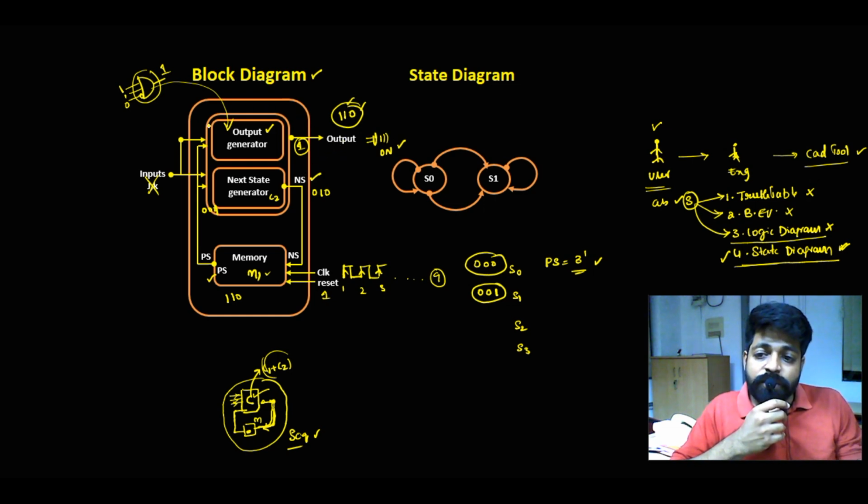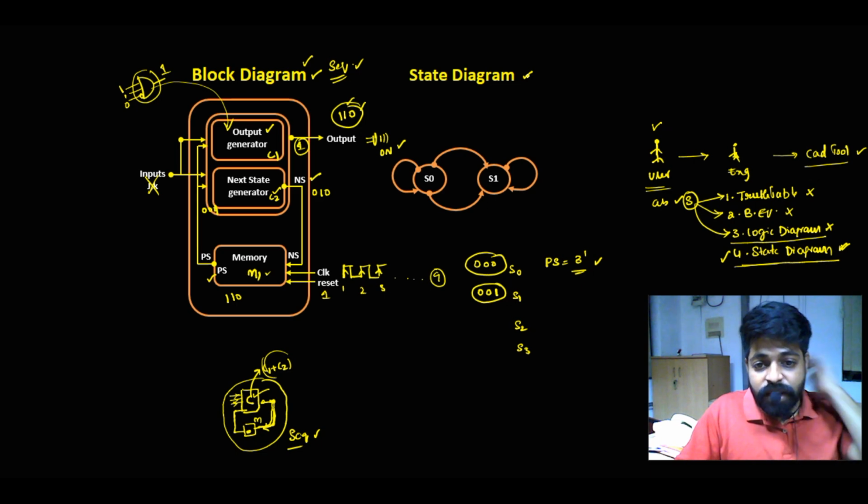So we understood that the main purpose of the output module is to generate whatever required output we have. We need an output generator, called combinational circuit 1, and the next state generator, called combinational circuit 2, and a memory circuit, which we denote with the notation M1. These three modules combined are represented as a block diagram for any kind of sequential circuit, right?